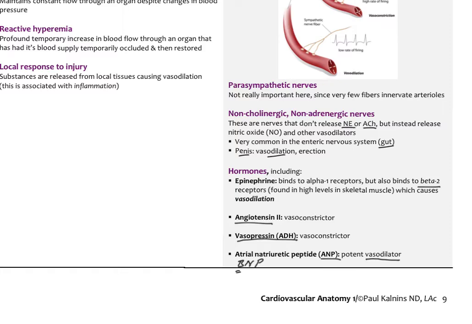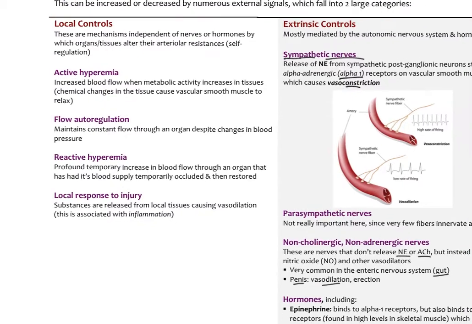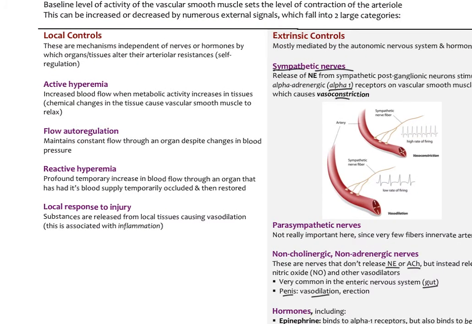So it's a really beautiful example of how organs like the heart and the kidneys can actually communicate through the endocrine system here. So those would be extrinsic controls, factors working outside or more globally on the vasculature. But there are also local controls that are independent of the nerves or the hormones. They can alter arterial resistance.